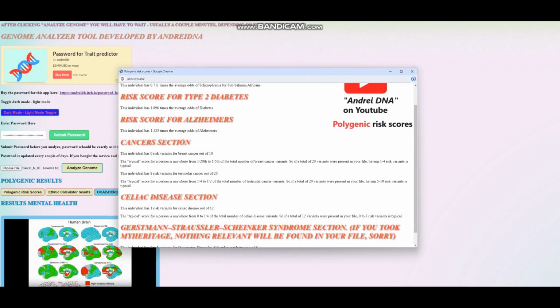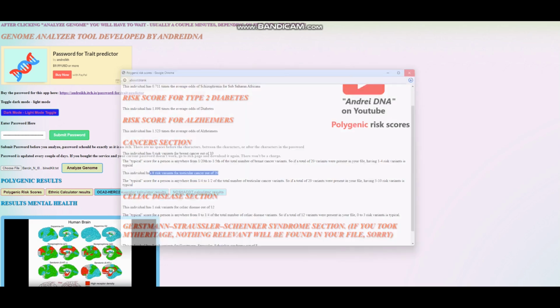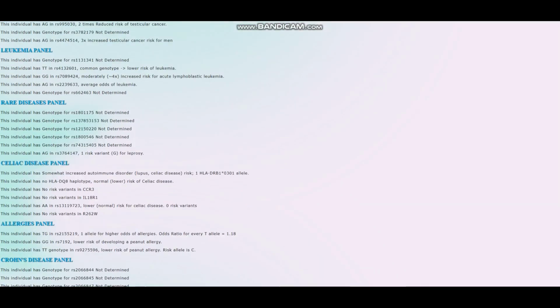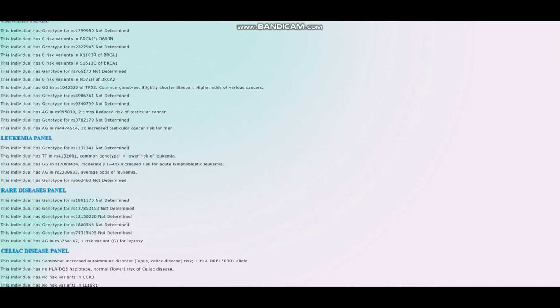I think it was, let's scroll back and see. For testicular cancer, we're going to check right now. It was 8 out of 20. So yeah, pretty much just about average. And for the leukemia panel, let's get back to that. It looks like this individual has lower odds of leukemia, but there's this genotype, which greatly increases the odds of leukemia. Very interesting.